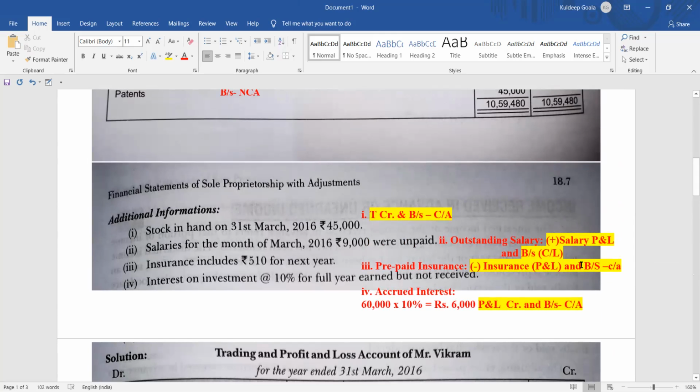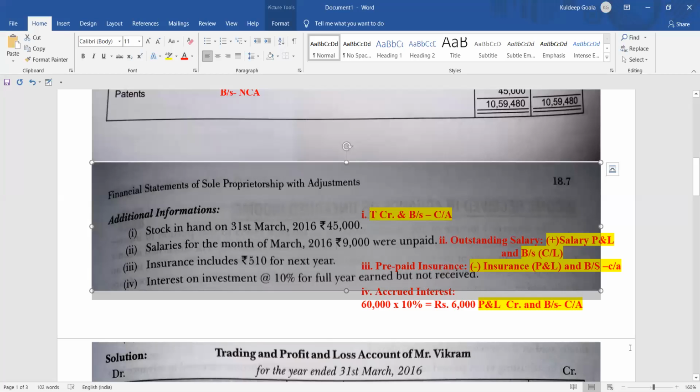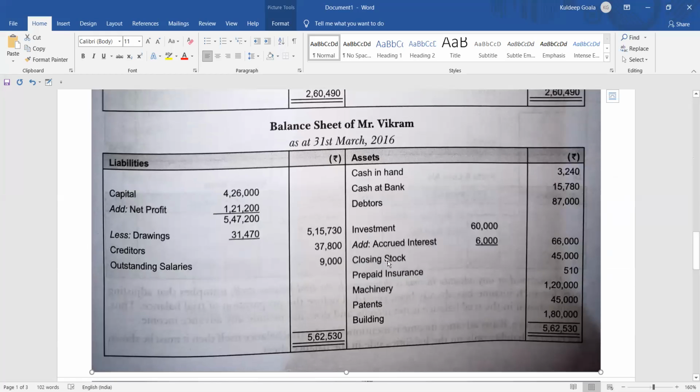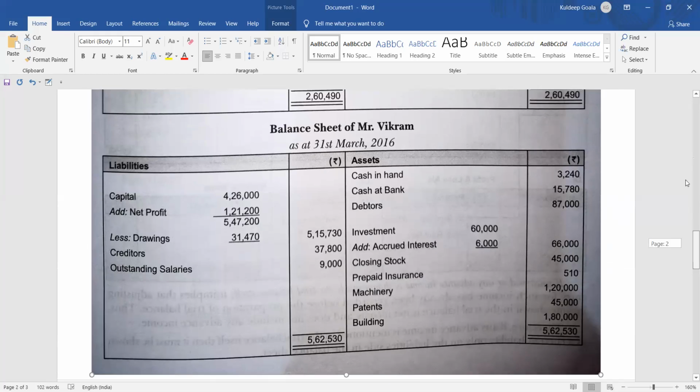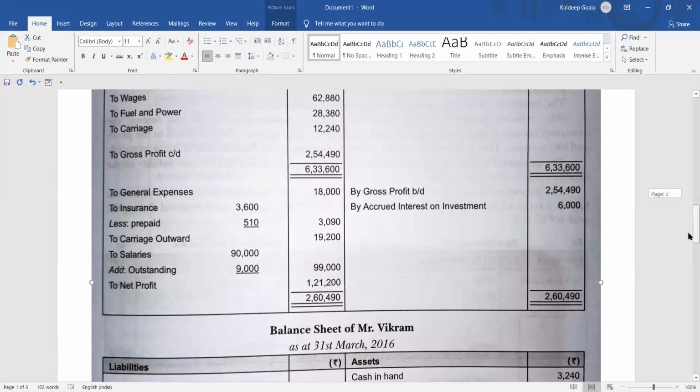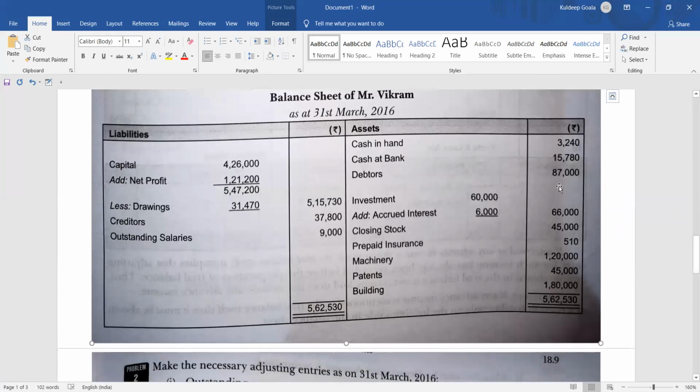Yes, we have got balance sheet current asset here. What is that? Point number 3, prepaid insurance, isn't it? So this prepaid insurance will come here. How will it appear? The prepaid insurance will also come in the current asset. So it will come here, 510 rupees in the balance sheet asset side, right? Then going to the next one, we have got accrued interest that is already shown. So everything is done. So the balance sheet asset side is over.